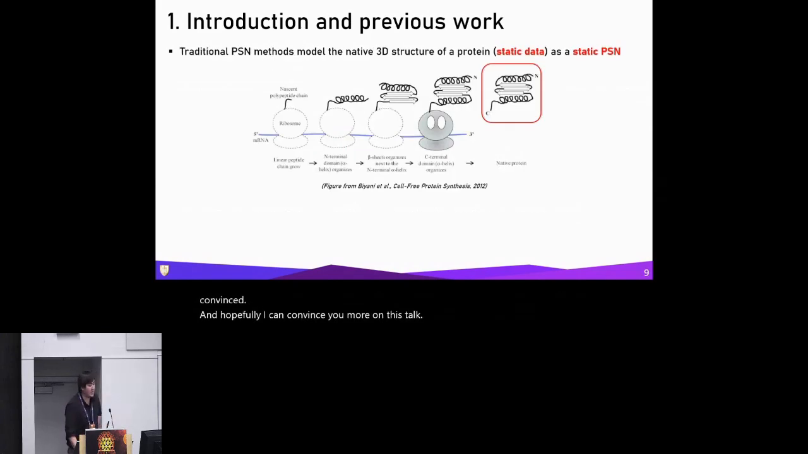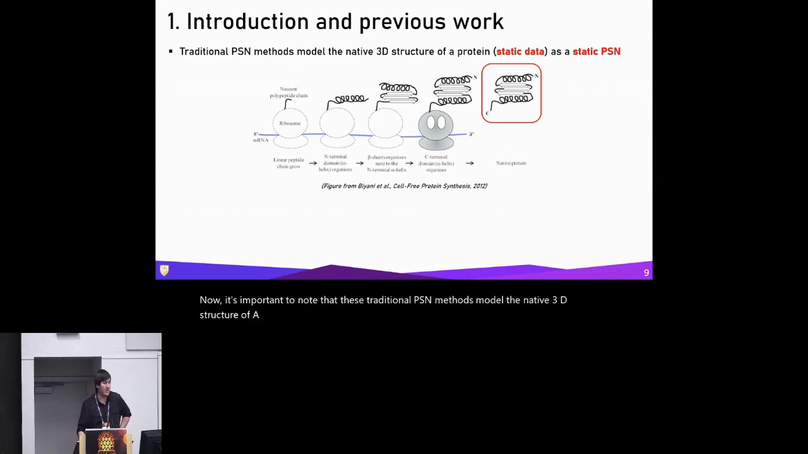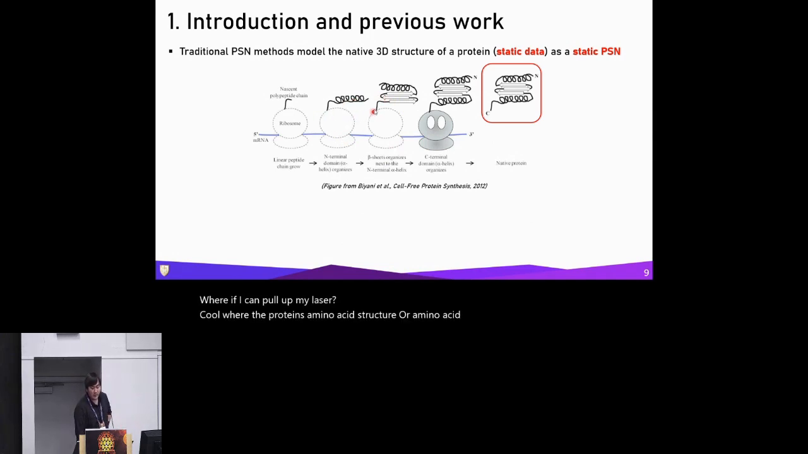Now, it's important to note that these traditional PSN methods model the native 3D structure of a protein as a static PSN, meaning that they only captured the native structure of a protein as a static network. But we know that protein folding is not this static process, right? Rather, it's a temporal process, as illustrated here, where the protein's amino acid sequence folds gradually into larger and larger subsequences or substructures, also known as protein intermediates, until it reaches the final native structure of the protein.